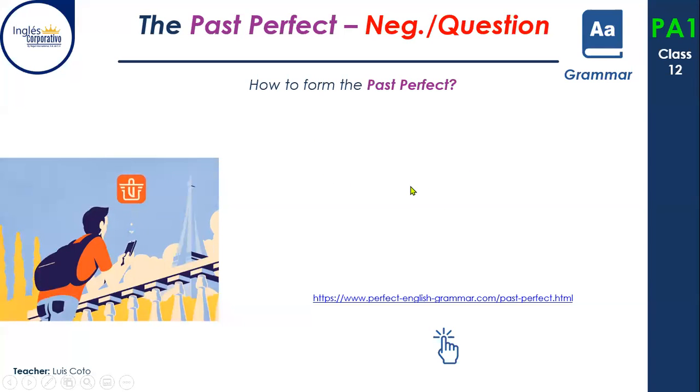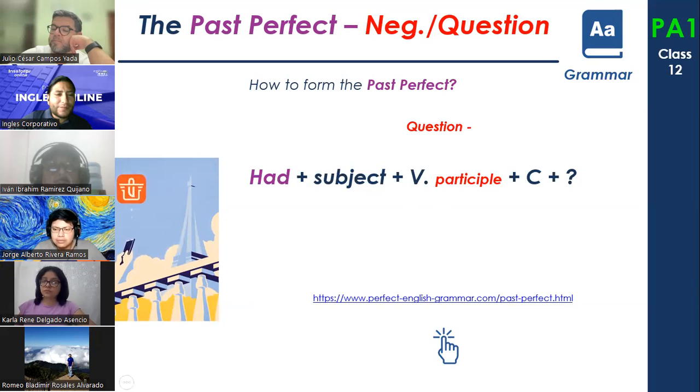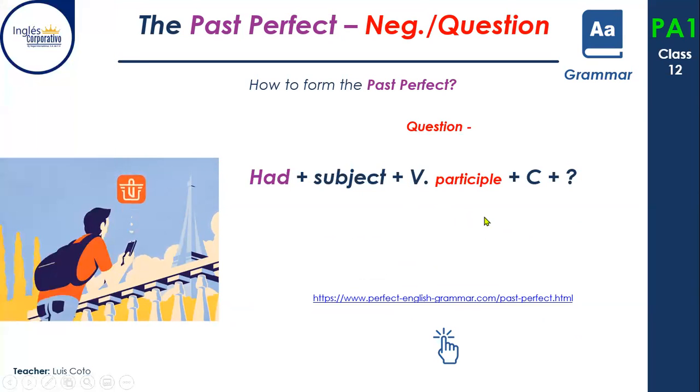Okay, let's see how to form the past perfect, but in question. Can you read the part, Romeo? Hello, Romeo. Welcome. Thank you. Past perfect and negative question. How to form the past perfect question? Had plus subject plus verb participle plus complement plus question mark.